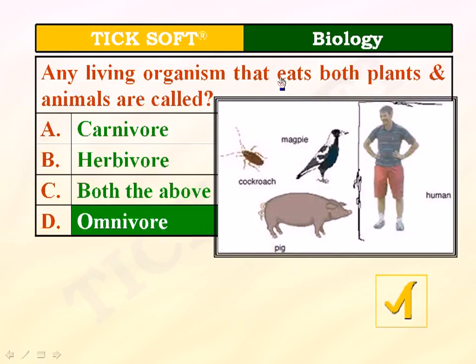A living organism that eats both plants and animals is called an omnivore. Carnivore means it only eats animals. Herbivores eat autotrophs such as plants. So omnivore means any living organism that eats both plants and animals. These are examples of omnivores: human is an omnivore. Pig, cockroach and macaque are also omnivore species.